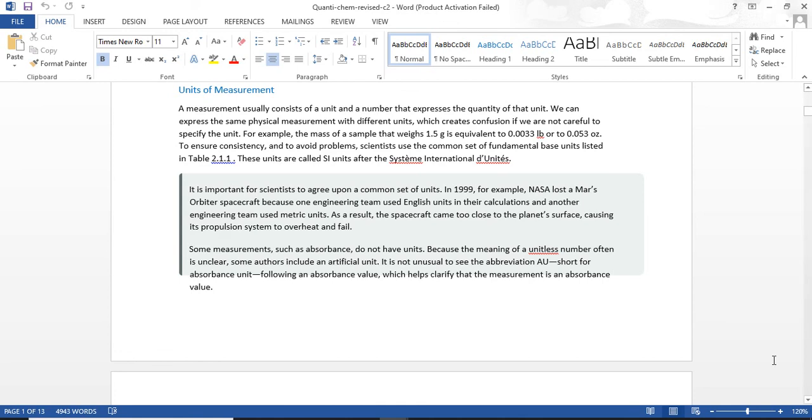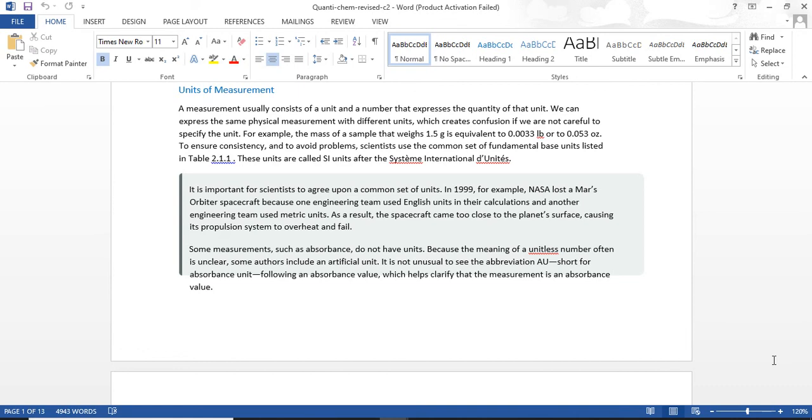In 1999, for example, ang NASA lost sa Mars orbiter spacecraft because one engineer team used English units sa ilang calculation. And also, another team used metric units. As a result, the spacecraft came too close to the planet's surface, causing its propulsion system to overheat and also fail.